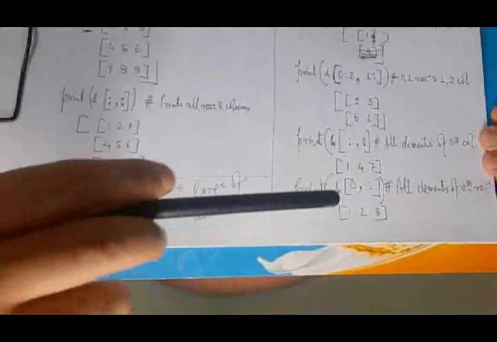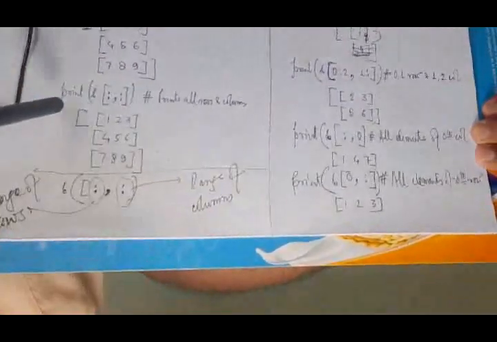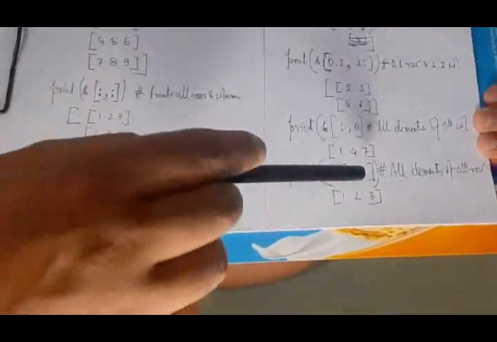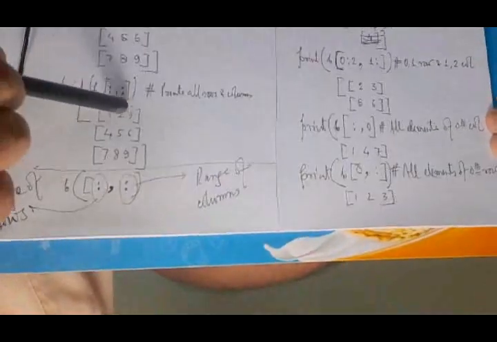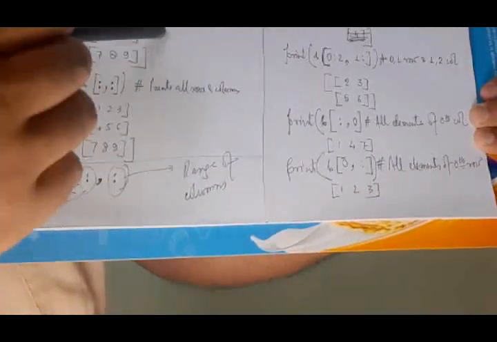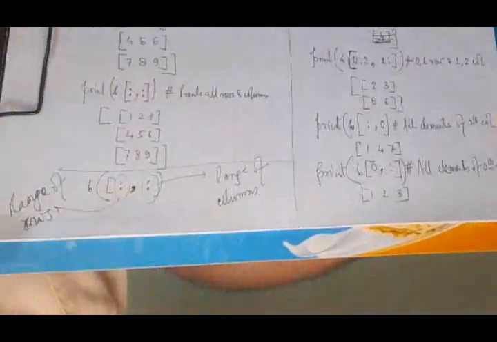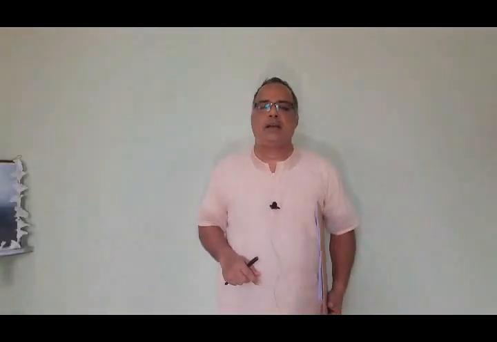Next, print B[0, :]. 0 means the 0th row and all the columns. So 0th row, all the columns. That means 1, 2, 3 will be printed. Is it clear? So this is a very interesting technique of slicing.